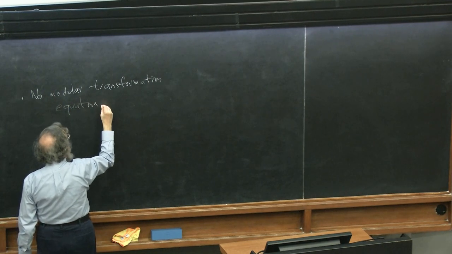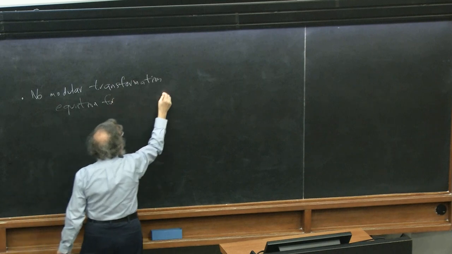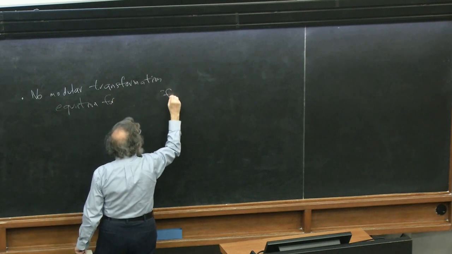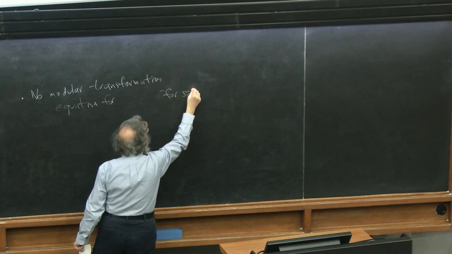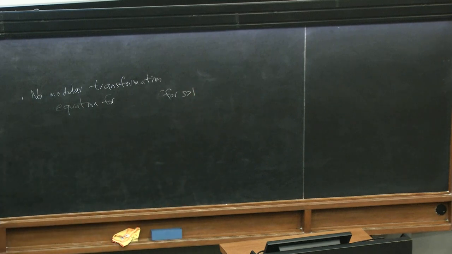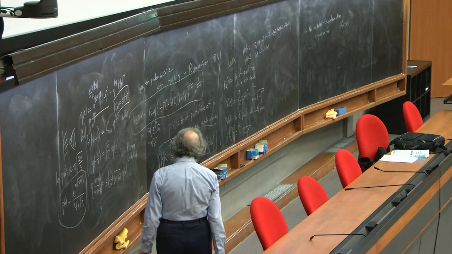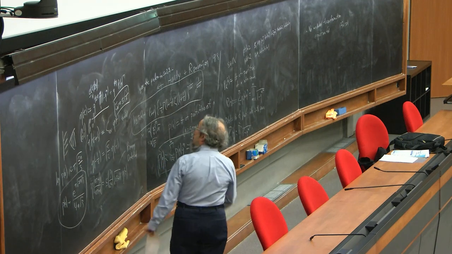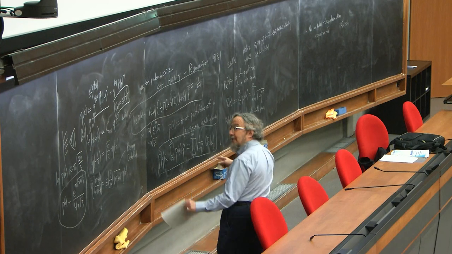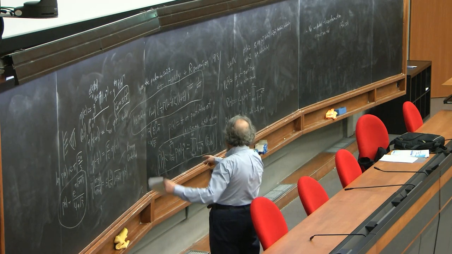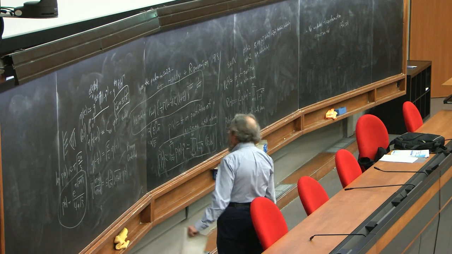For s bigger than 1, but before I say that, I should perhaps say transformation behavior of what? Because already for P of q, remember P of q is just the sum P of n q to the n. It's the product 1 over 1 minus q to the m. But that doesn't transform. You can't see anything here, because when you send tau to tau plus 1, you aren't changing q at all. So P of q is just equal to P of q.